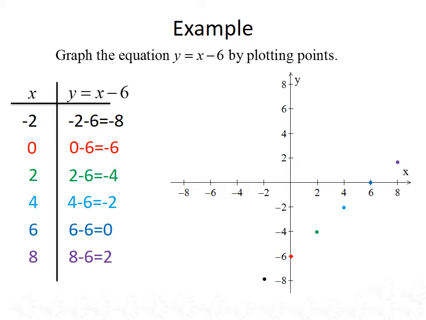So the final step to sketch the graph is to take these points that we've already put on the graph and basically just connect the dots. So the graph of y equals x minus 6 will look like this.